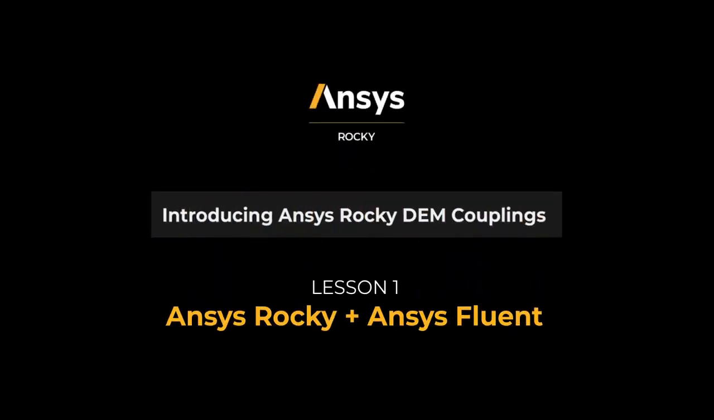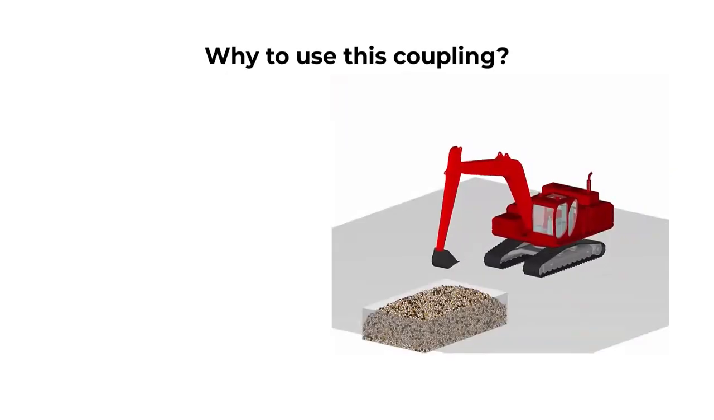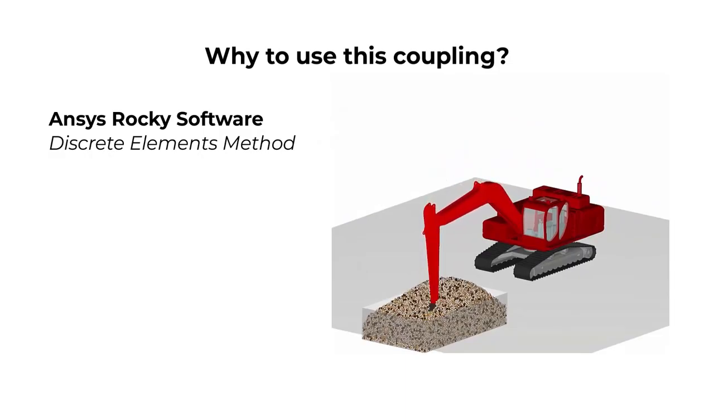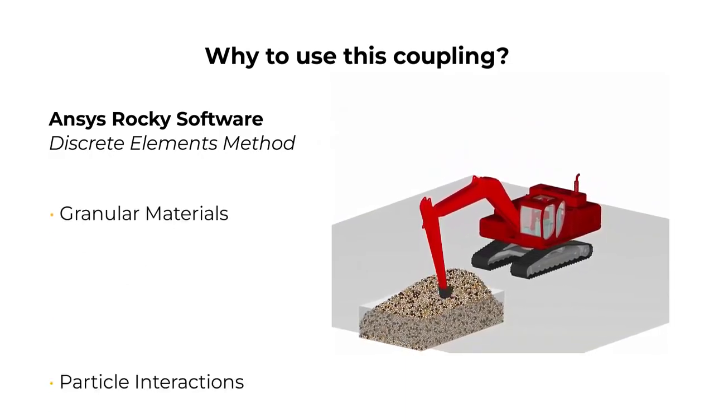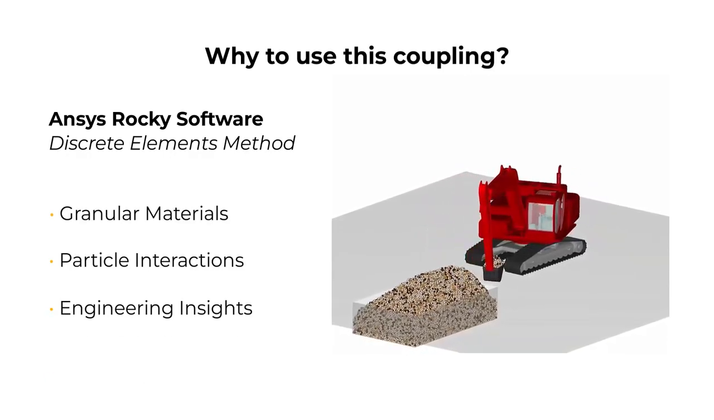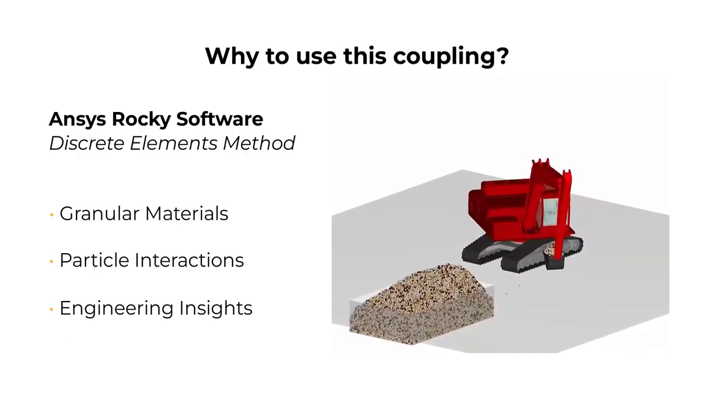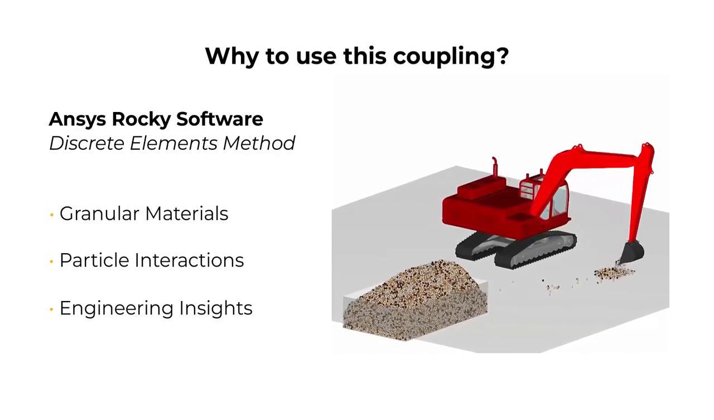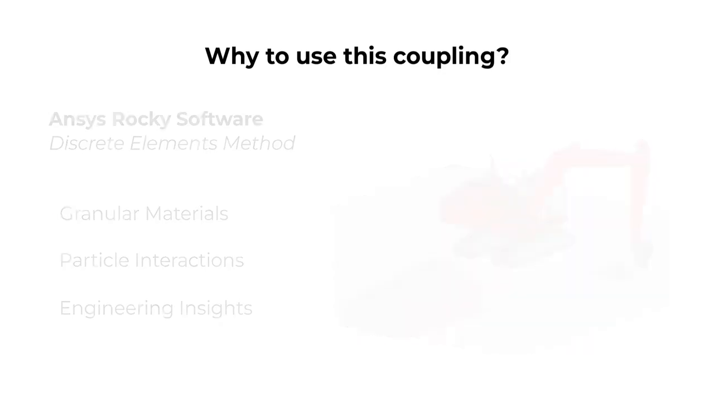In this video, we will introduce you to the DEM-CFD coupling topic using Ansys Rocky and Ansys Fluent. In engineering simulations, the discrete element method, or DEM, is a powerful tool widely used to model and analyze the behavior of granular materials and particle interactions. From understanding the flow of materials in industrial processes to predicting wear in equipment, DEM provides a detailed particle-level perspective that is invaluable for engineers.